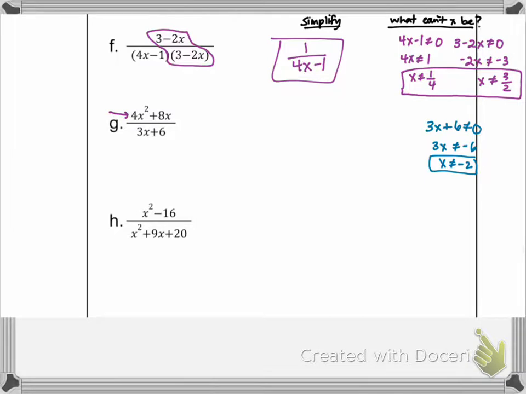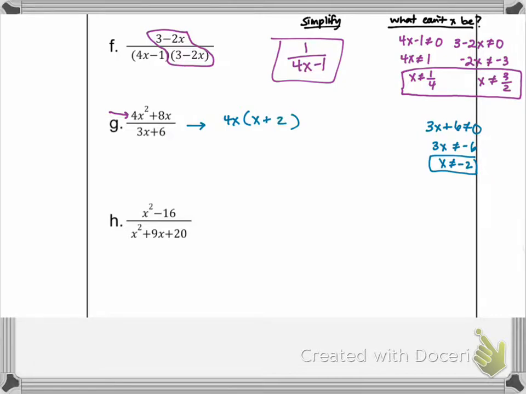And I can pull not just a 4 out of 4x² and 8x, but I can also take an x out of both of those terms. So I'm going to pull a 4x out to the front. If I take a 4x out of 4x², I've taken the 4 out and I've taken one of 2 x's, and so I just have an x left there. If I take a 4x out of 8x, I divide 8 by 4 and I take that x out and I just have a 2 left.